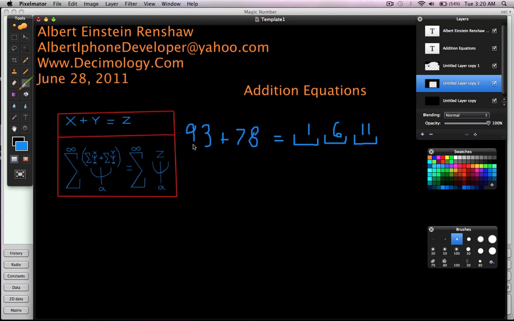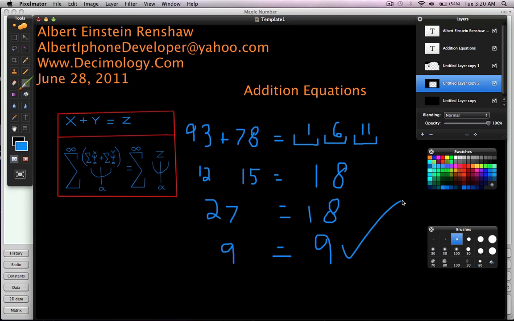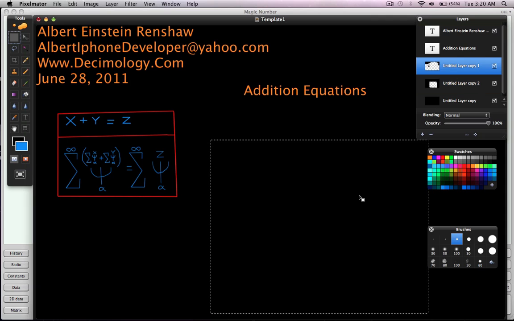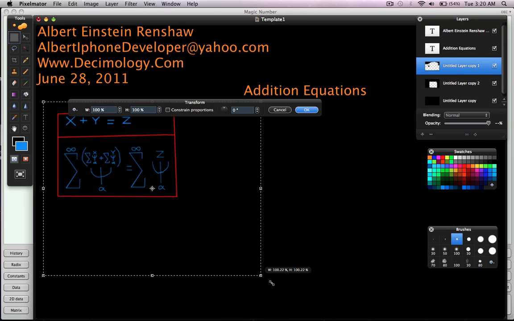But alright, 9 plus 3 is 12. 7 plus 8 is 15. 1 plus 6 plus 11 is 18. 12 plus 15 is 27. And we still have 18 here. 2 plus 7 is 9. 1 plus 8 is 9. Always checks out every time. So here is the rule again. Let me enlarge that if anyone wants to see that full screen. Here it is, and it works every time.